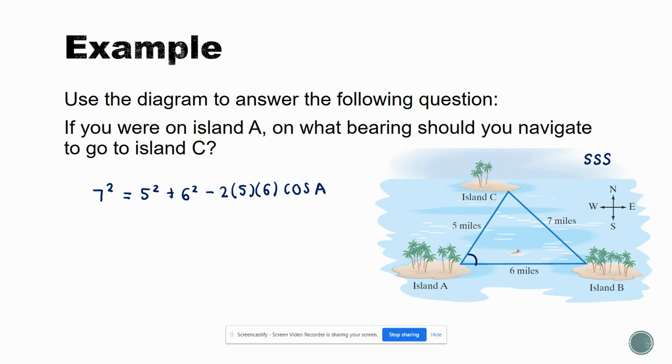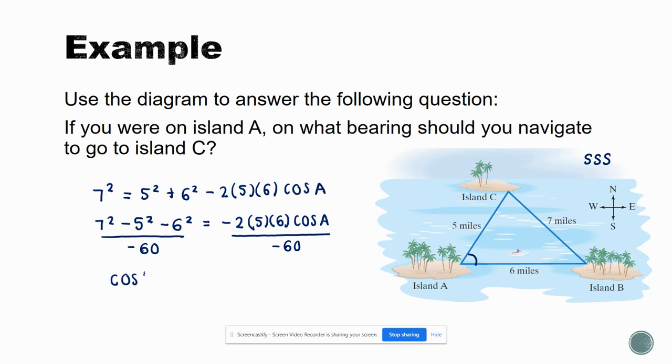I'm going to start trying to isolate that cosine of A by itself. You can square those numbers. Notice that I am going to be moving the 5 squared and the 6 squared over to the other side by subtracting those numbers. Like I said, you could square those right away. We still have this negative 2 times 5 times 6 times the cosine of A. You can go ahead and multiply those three numbers together if you want. Whatever that product is, which it's really negative 60, I'm going to divide all of this by negative 60. That will get me the cosine of A by itself.